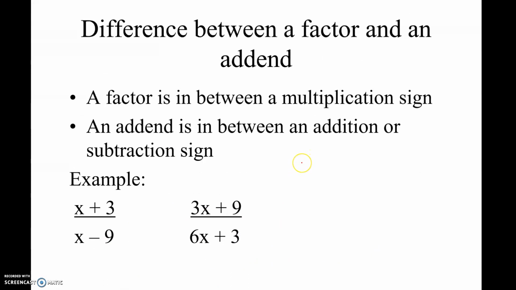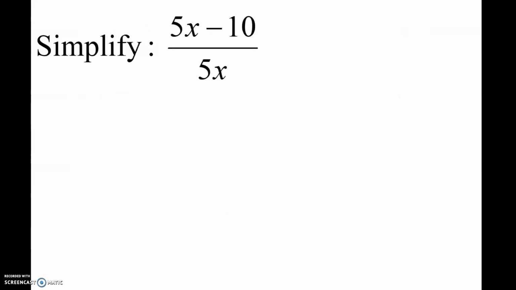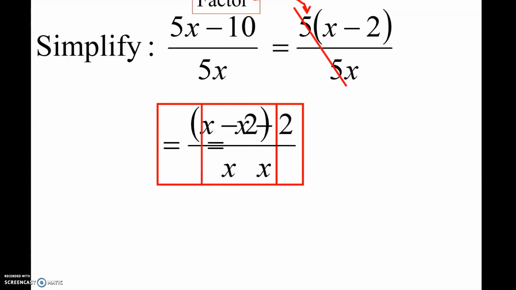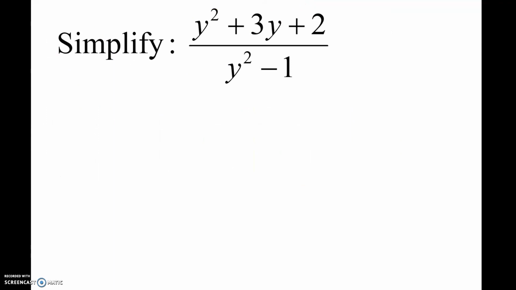When we've looked at simplifying, we've looked at monomials, but let's look at simplifying polynomials. Here we can't cross these off because these are terms. Y squared, 3y, 2 are all terms, and y squared minus 1 too. They're not factors. They're not multiplied. They're added. So I can't just cross them off. But what I can do is factor that top.